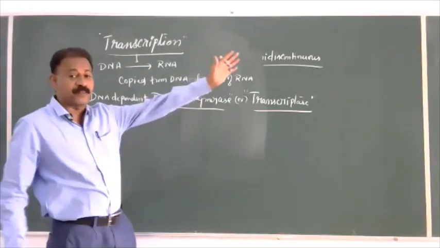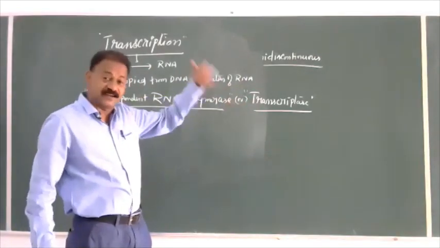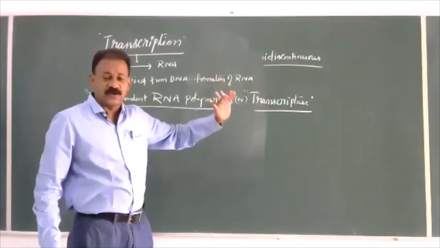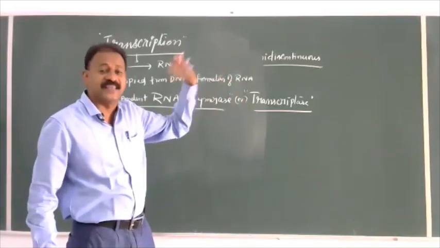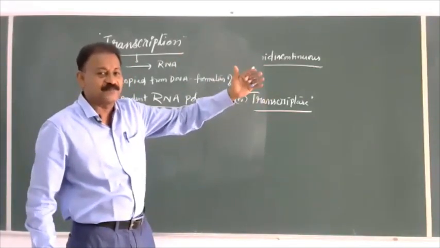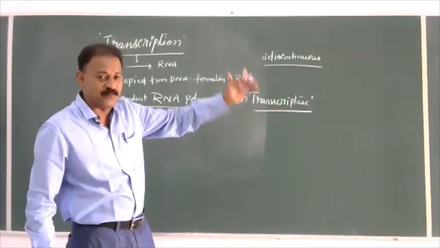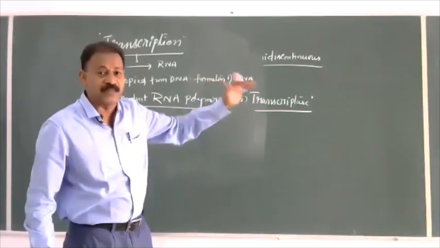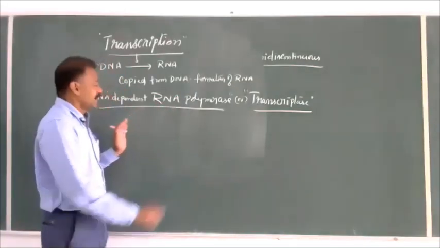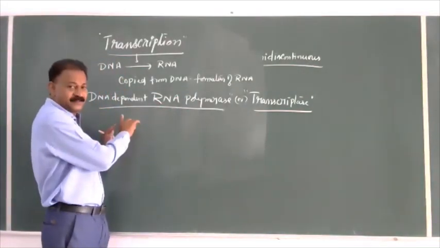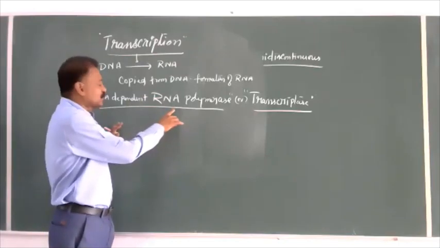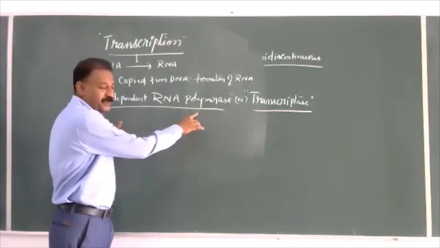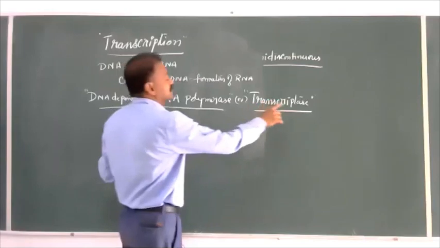In replication, DNA dependent DNA polymerase uses the template strands of DNA and produces DNA only. So such an enzyme is called DNA dependent DNA polymerase or DNA polymerase. But here, DNA dependent, it uses the DNA as template but produces RNA. So it is DNA dependent RNA polymerase or transcriptase.